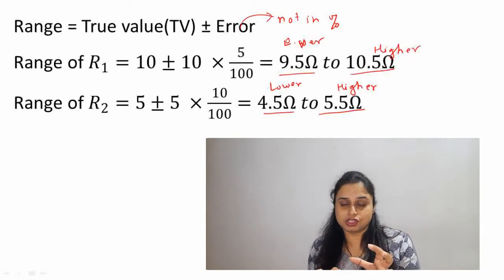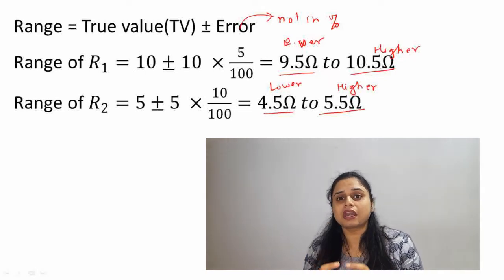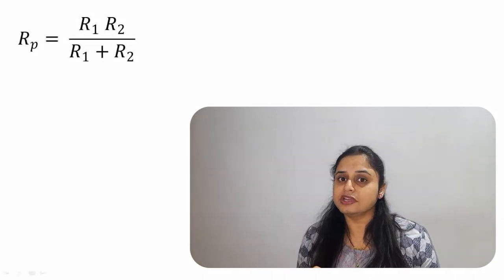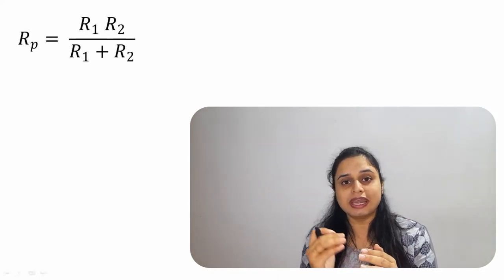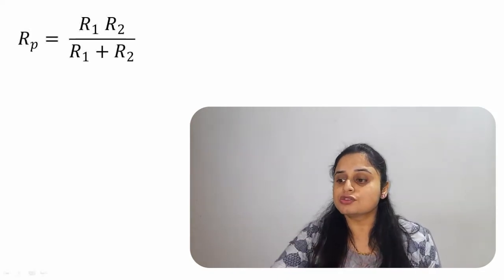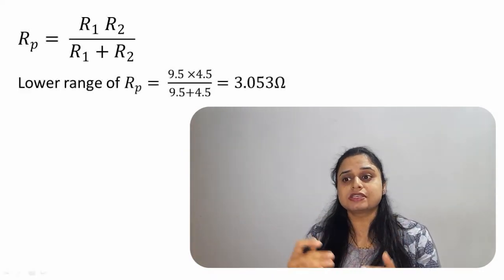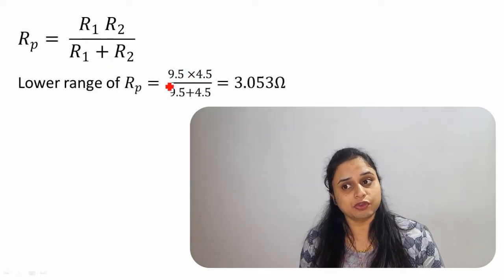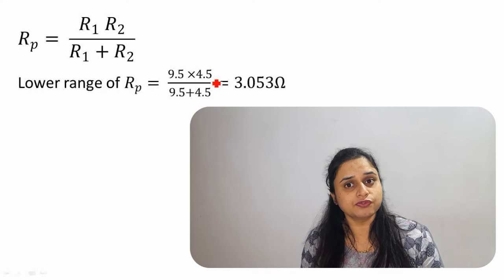The range of the parallel combination of R1 and R2. So what is the parallel combination formula? We already know that it is the basic formula: R1 into R2 divided by R1 plus R2. First we will go for the lower limit and next we will go for the upper limit. For the lower limit range, what is the lower limit of R1? That is 9.5, and the lower limit of R2 is 4.5.